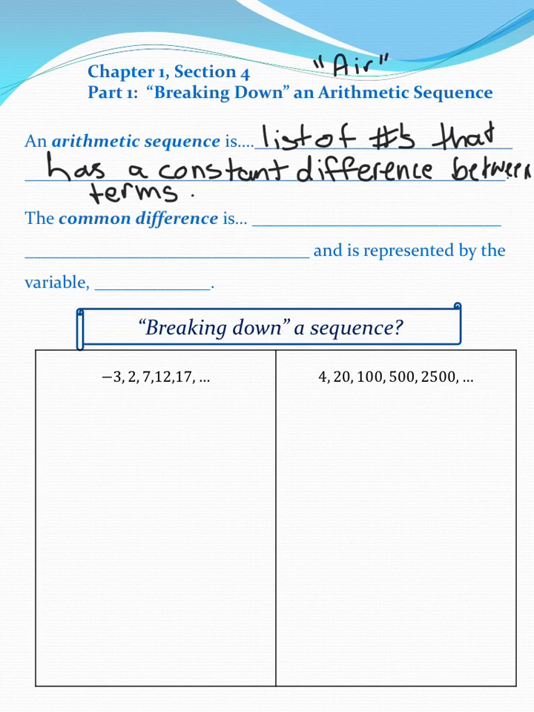And the common difference is this constant difference that we're talking about. I don't care if you call it the common difference or the constant difference, doesn't matter to me, as long as you know how to use it in a formula. And the variable that we use to describe this constant difference is d, for difference.